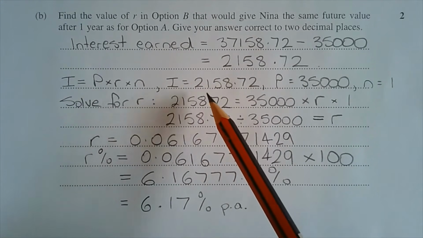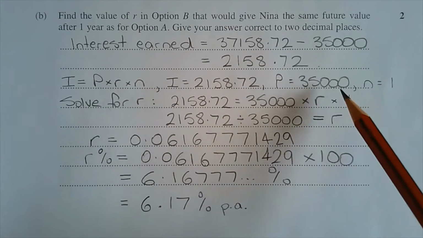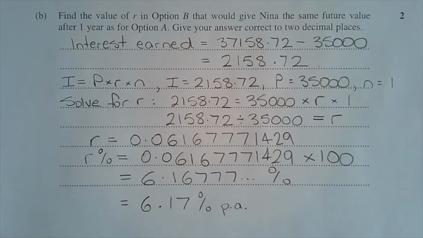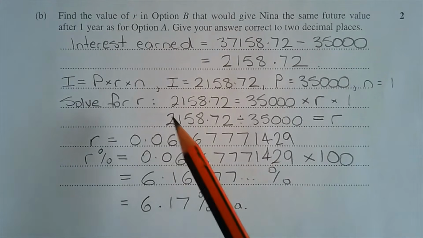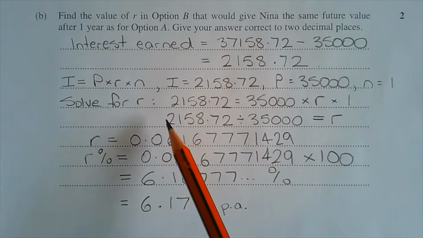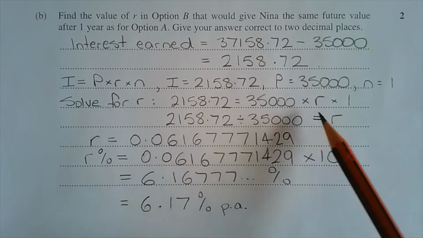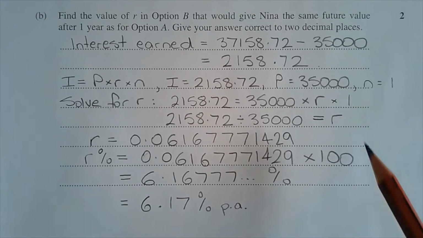Our next step is to apply the simple interest formula, I equals P times R times N, where I is equal to 2,158.72, P is equal to 35,000, and N equals 1 since the investment is over 1 year. So we're going to solve the equation I equals PRN by substituting in these values. So 2,158.72 is equal to 35,000 multiplied by R multiplied by 1. Multiplying the right hand side by 1 doesn't change its value.